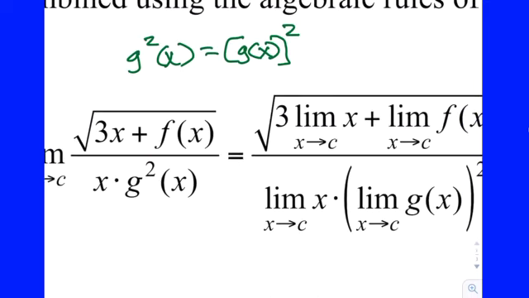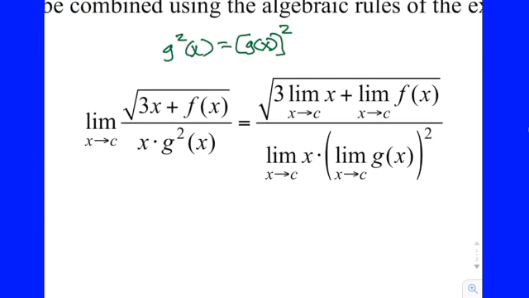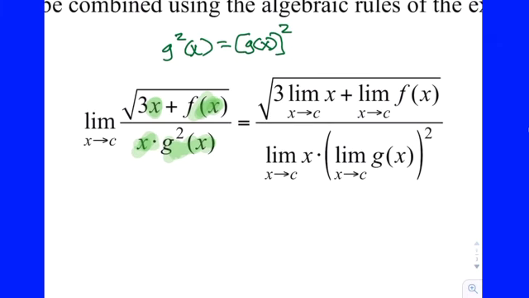So if you look up there, we have 1, 2, 3, 4 different variable places. You can actually put the limit directly in front of each of those: directly in front of the x, in front of the f of x, in front of that x, and in front of the g of x, which I showed over here on the right-hand side.